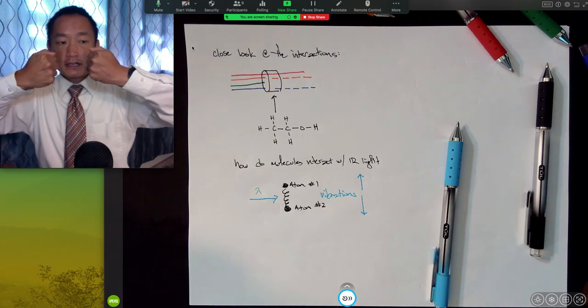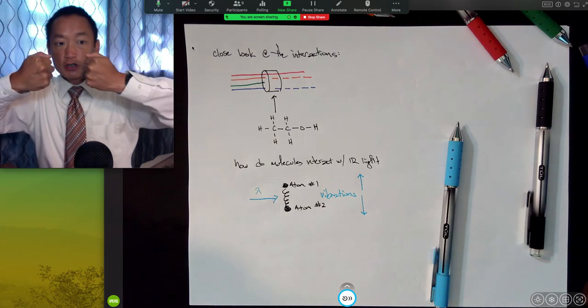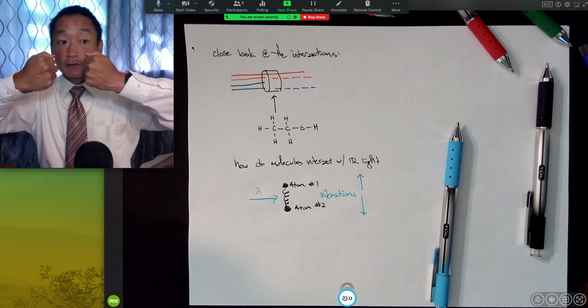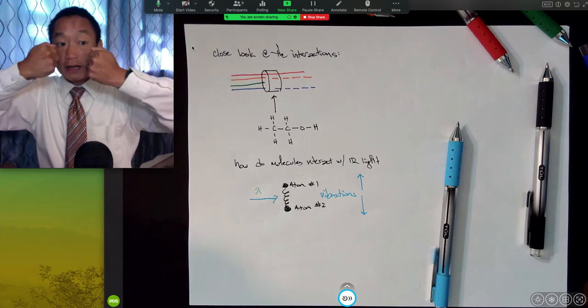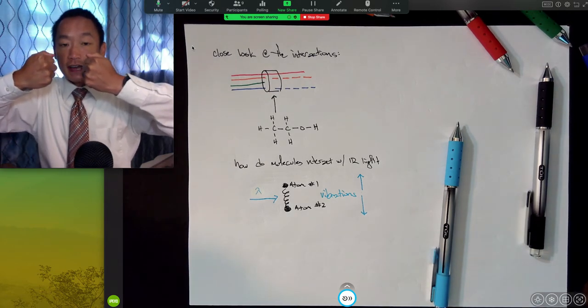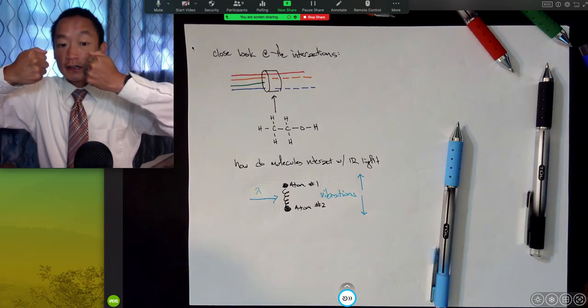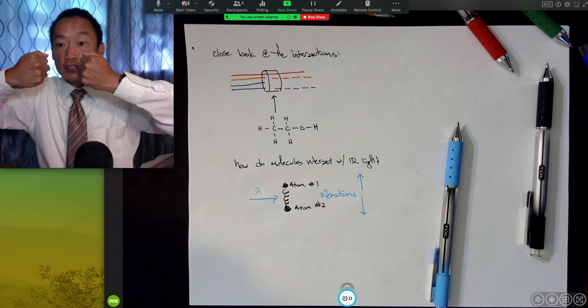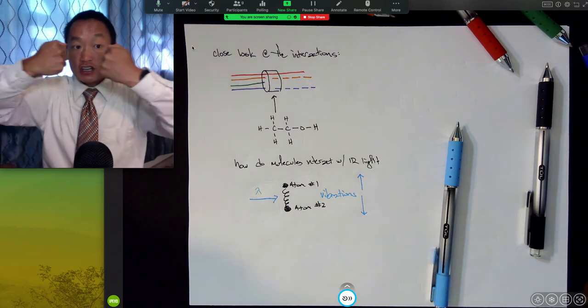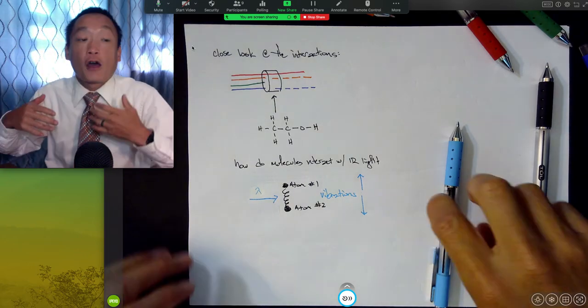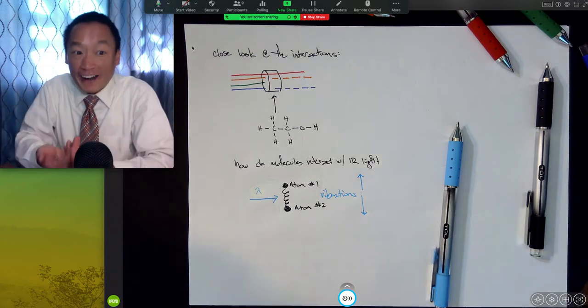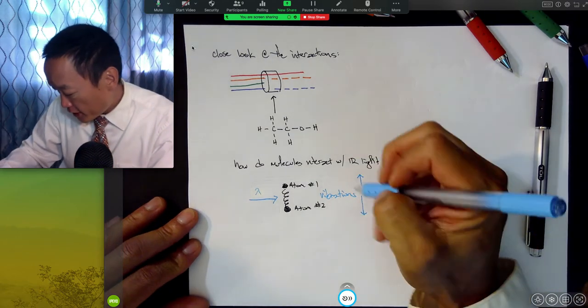And the idea is here's atom 1, here's atom 2, and when that wavelength of light hits this bond right here, once that happens at the right energy, if that wavelength of light has the right energy, it's going to cause these atoms to start to stretch back and forth with respect to one another. This is called a stretch.